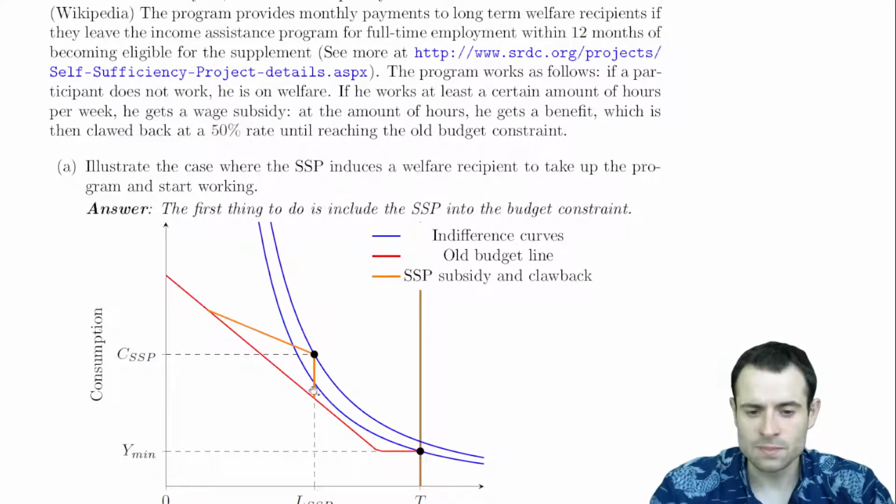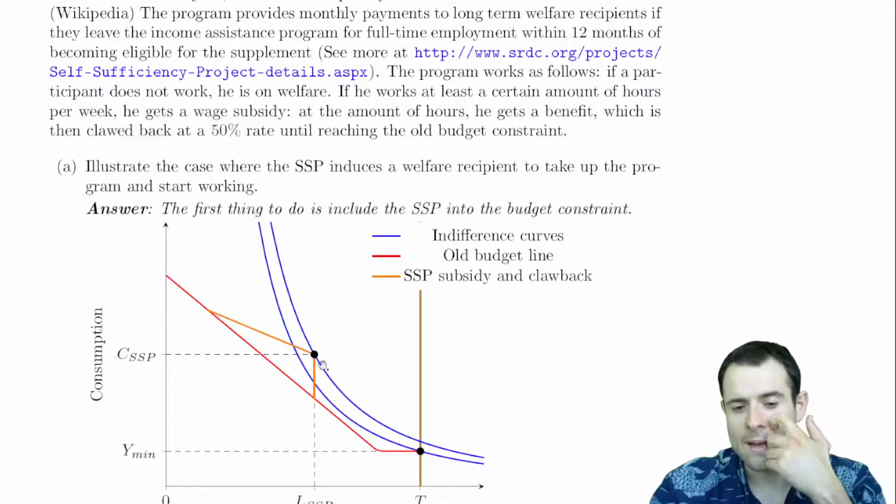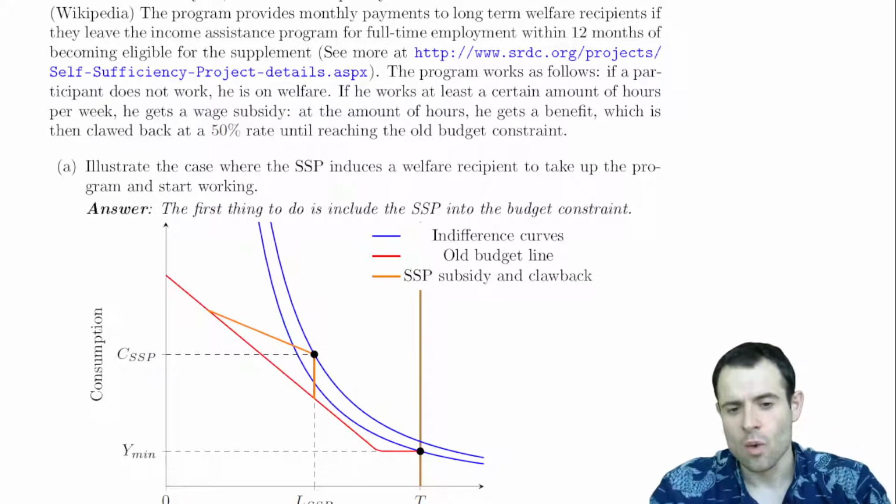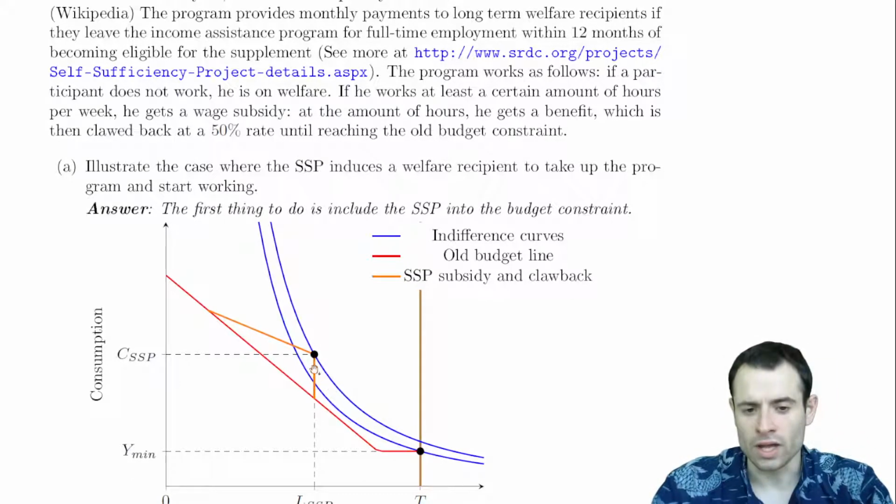And thanks to this bump at LSSP, the budget constraint suddenly increases and our individual is able to reach a higher indifference curve by working an amount LSSP than by not working. So here we are in a case where the individual wants to start working and is going to work an amount LSSP to benefit from the SSP benefit.